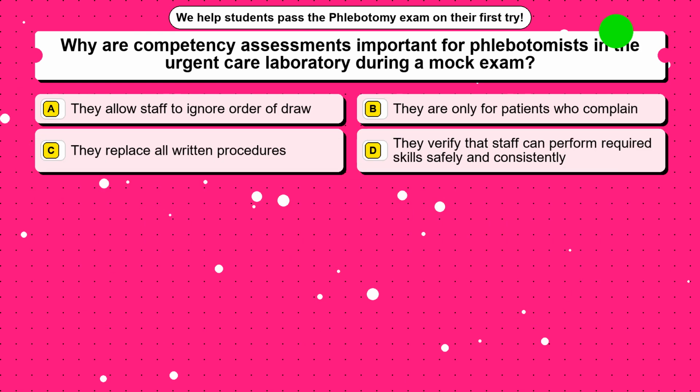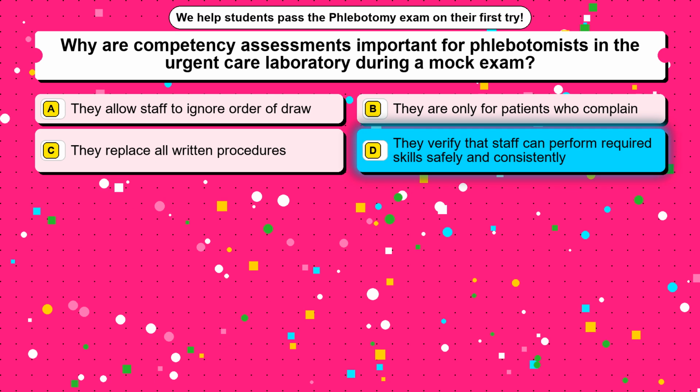Question 84. Why are competency assessments important for phlebotomists in the urgent care laboratory during a mock exam? Option A. They allow staff to ignore order of draw. Option B. They are only for patients who complain. Option C. They replace all written procedures. Option D. They verify that staff can perform required skills safely and consistently. The correct answer is option D. They verify that staff can perform required skills safely and consistently.